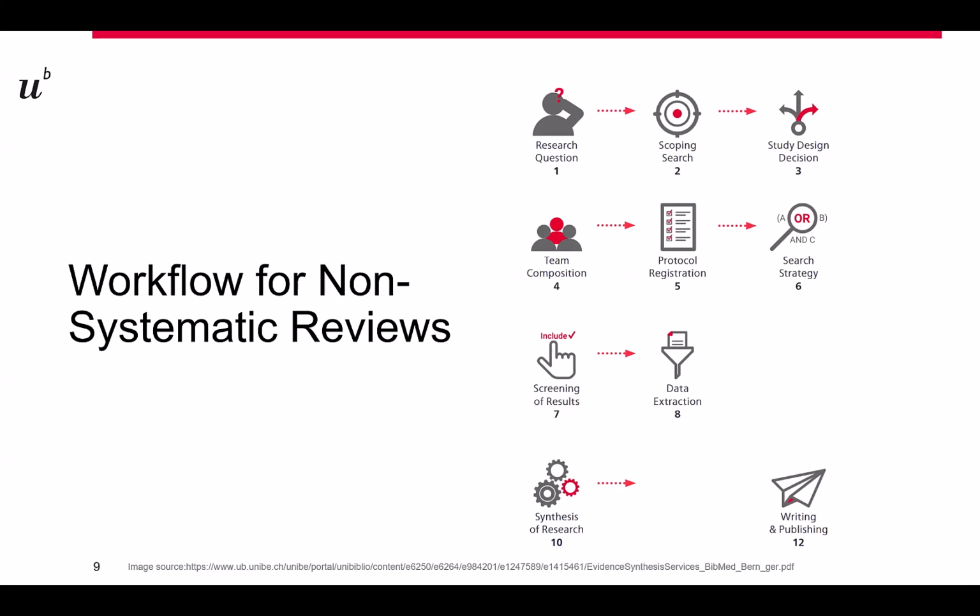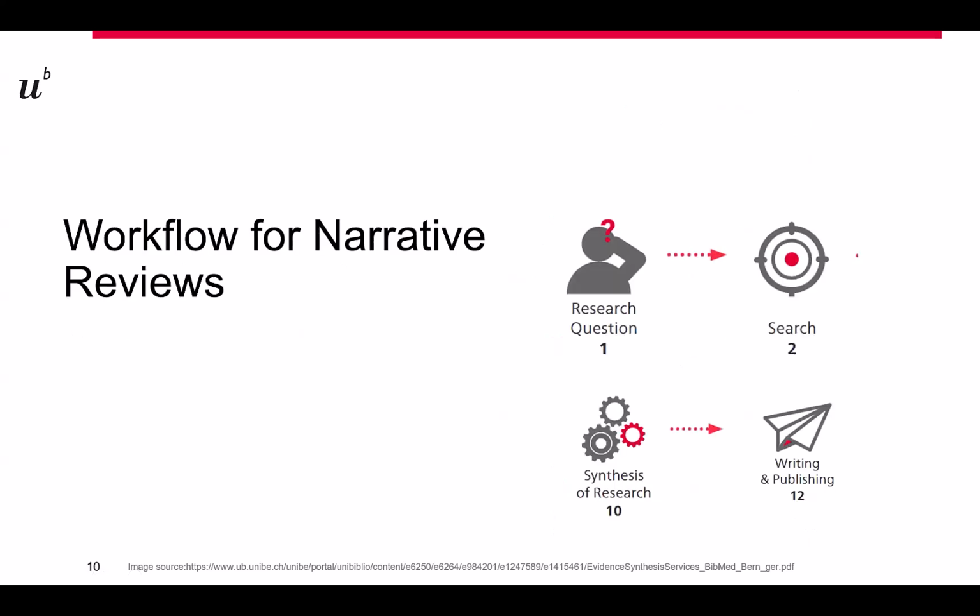When we see the reviews that are not named as systematic, you will see that they share many of the steps, but usually they don't take the step of quality assessment and interpretation of the evidence. Now, when we move to the narrative reviews, it is clear the difference because basically there you have an information need, you search for the information, and you can synthesize and publish.